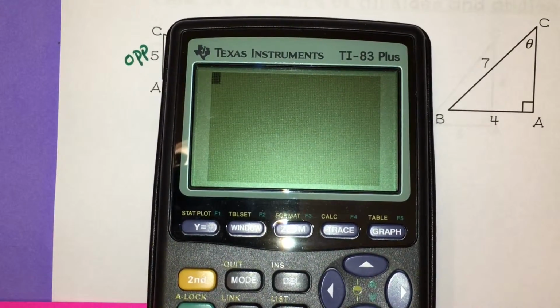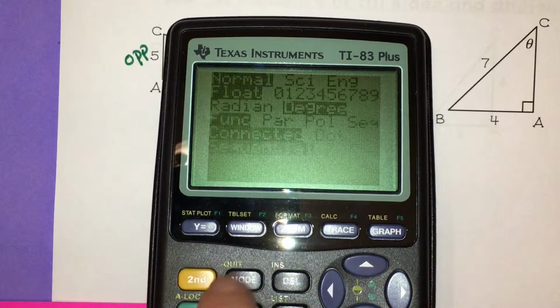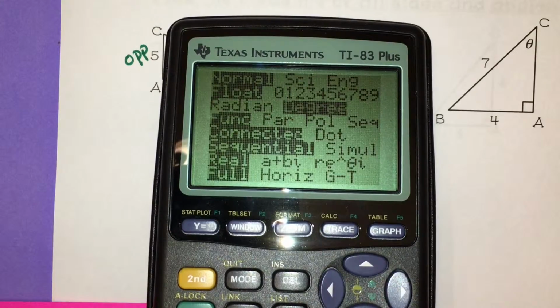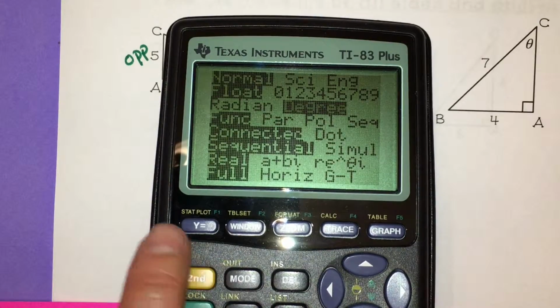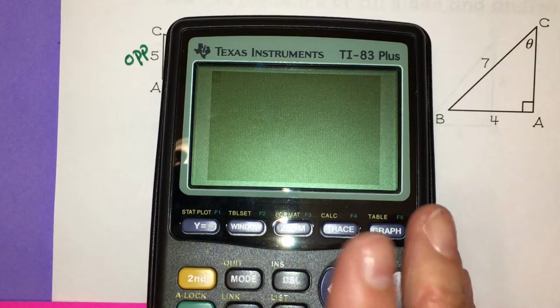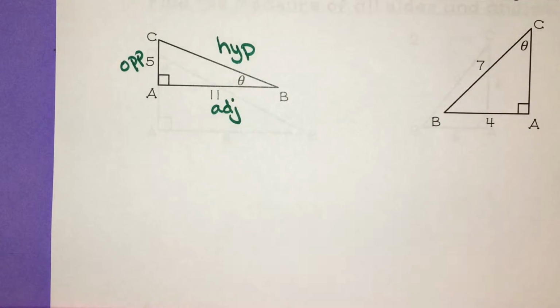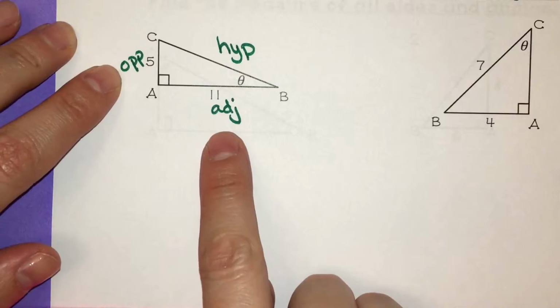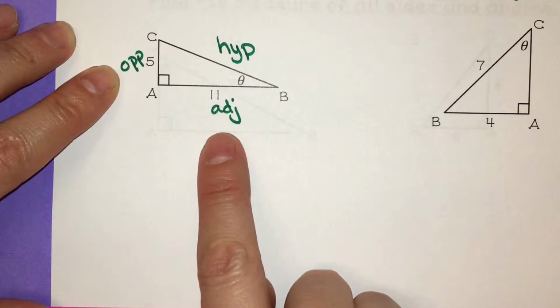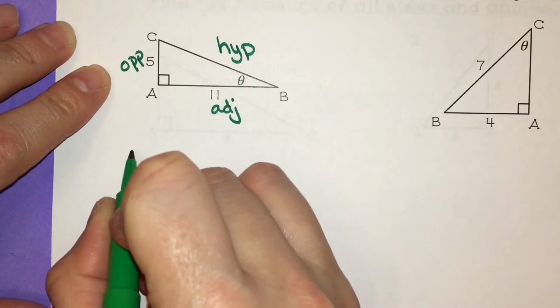I'm going to suggest you use your calculator. On mine, I'm going to check the mode that it's in, and I need to make sure that it's in degrees. If it's in radians, change it over to degrees. I'm going to press second, quit. Okay, now that it's in degrees, I can find the degree measurement of the angles. So I know my opposite and adjacent sides, meaning I'm going to use tangent.